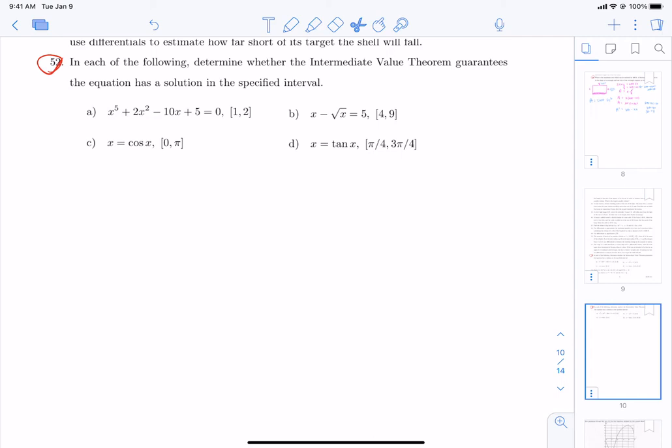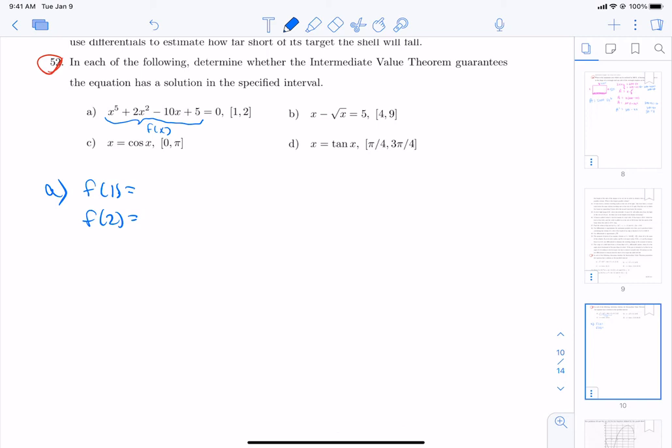Okay, so let's start with A. It has to be equal to 0, and it has to be continuous. That's a polynomial. It's continuous from 1 to 2. There are no breaks, holes, jumps, gaps. Okay, now we're going to call that f of x. We're going to plug in 1. We're going to plug in 2. If one of the values is positive and the other is negative, you say yes.